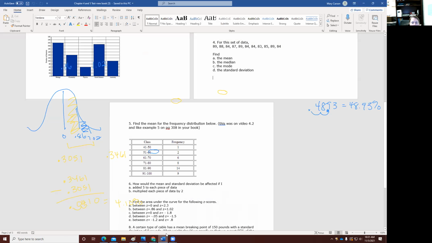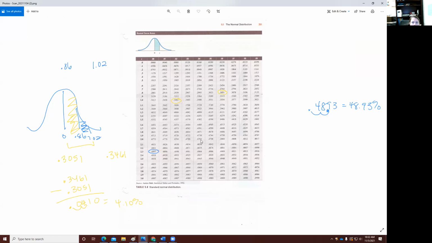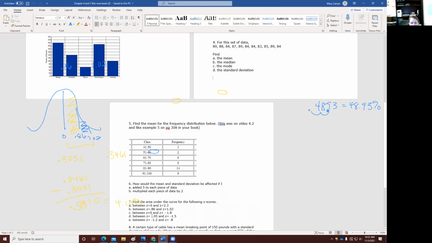So our number was negative 1.8. So we would just look up 1.8 here, and that would be our percentage. So it'd be 46.41%. The next one is between a negative number, okay, and they're both in the negative direction. So what you would do is you would look up 0.05 and 1.5, and you would subtract those two numbers, and you would end up with 41.3%.